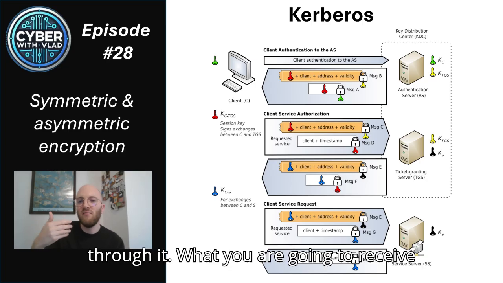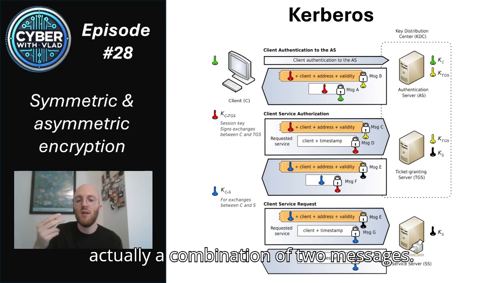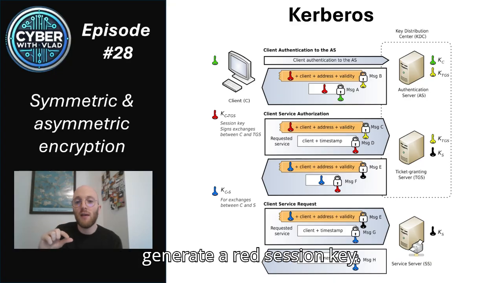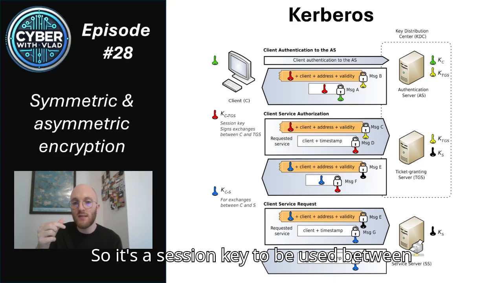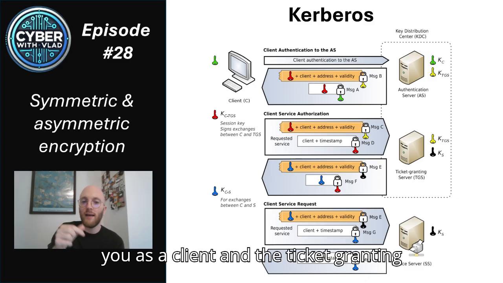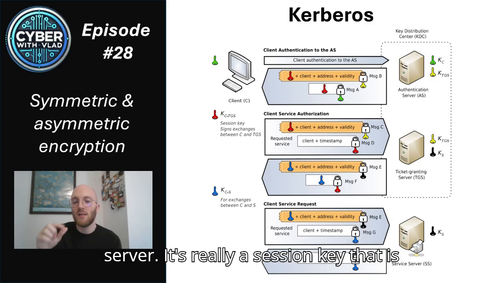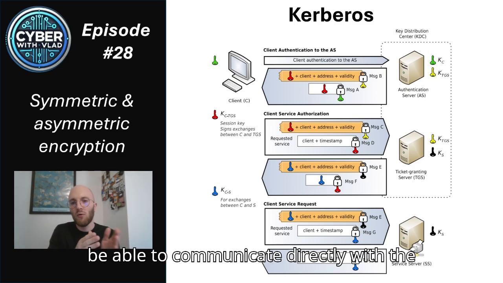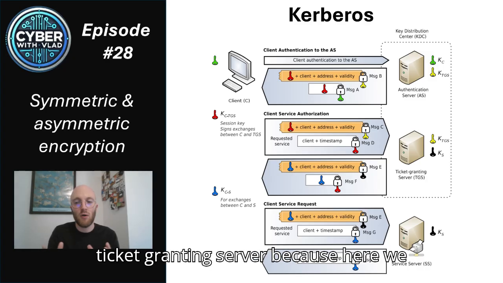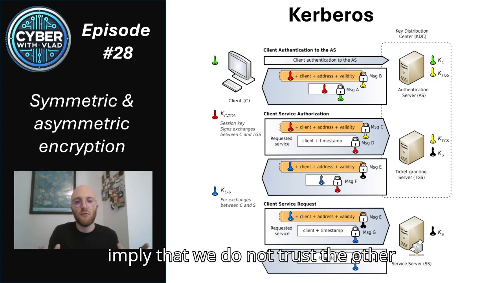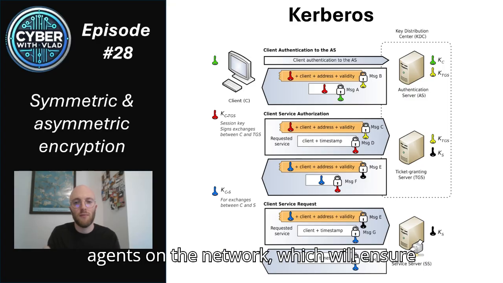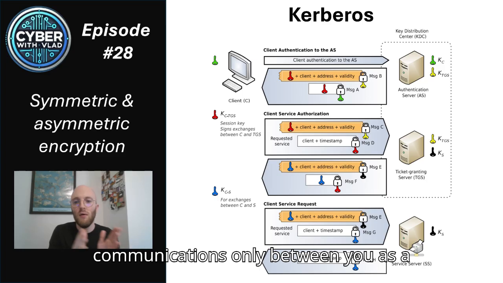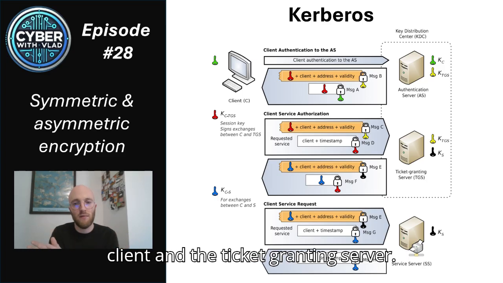What you are going to receive back from the authentication server is actually a combination of two messages. The authentication server is going to generate a red session key. So it's a session key to be used between you as a client and the secret granting server. It's really a session key that is generated on the spot for you to be able to communicate directly with the ticket granting server, because here we imply that we do not trust the other agents on the network, which will ensure the confidentiality of your communications only between you as a client and the secret granting server.